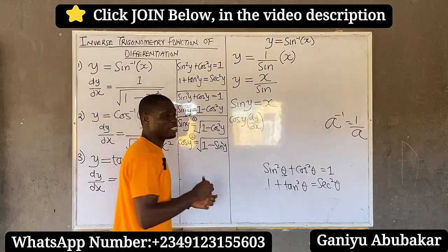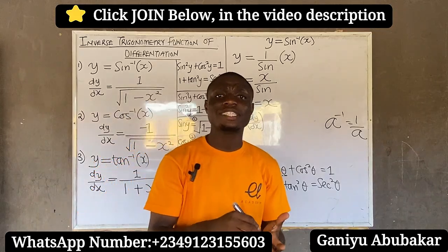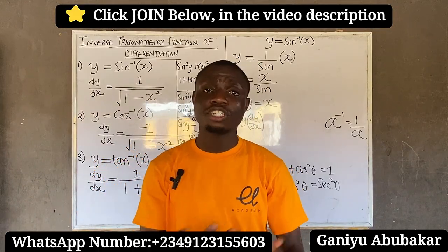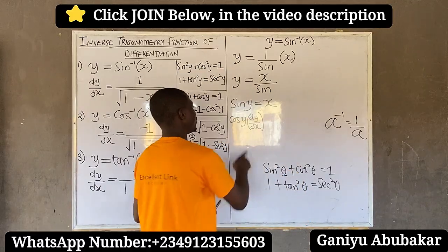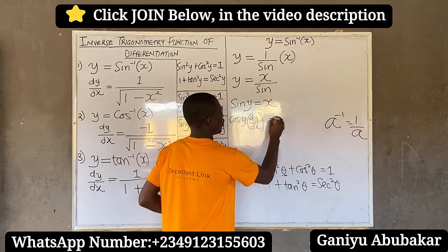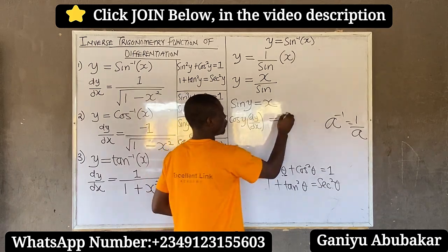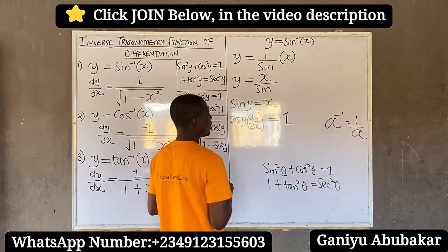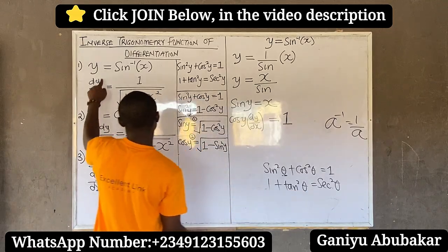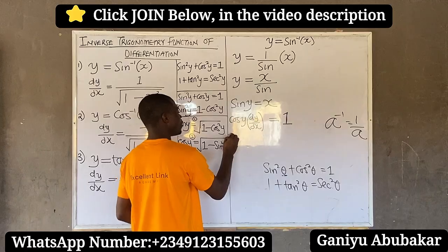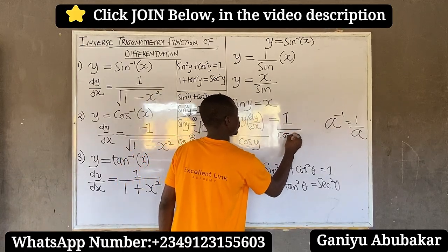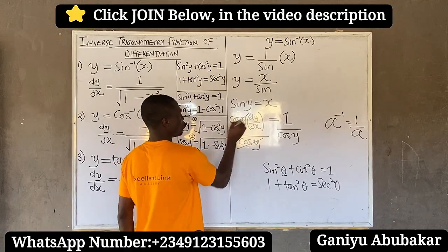For implicit differentiation, anytime you differentiate y terms, you must attach dy dx to it. So if I differentiate sine y, that gives you cos y, attach dy dx to it. It's equal to, differentiate x, that gives you 1. My next task is to make dy dx subject. I have to divide here by cos y, divide here by cos y. It means this will cancel this.